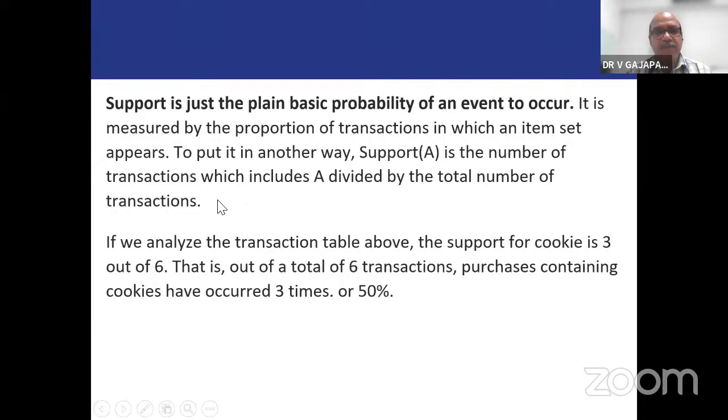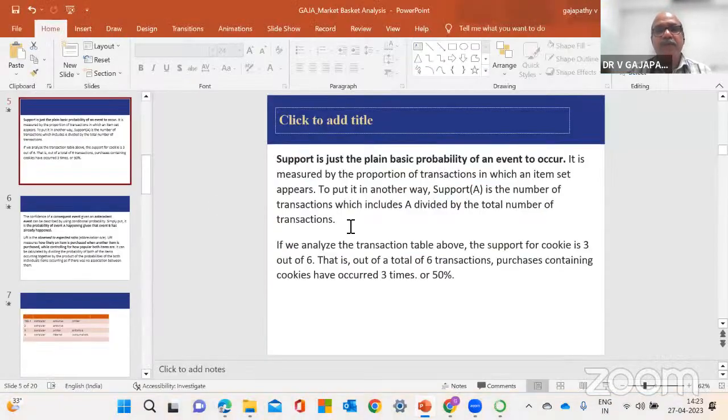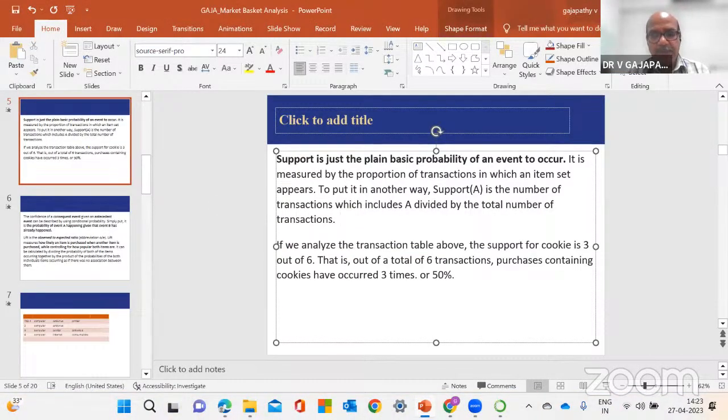Otherwise, I will show you here. I'm going to the edit mode now. You see here, there are 100 transactions that happened. Out of 100 transactions, 10 transactions are for the product in question. Therefore, this gives the meaning of support. Are you okay with this?